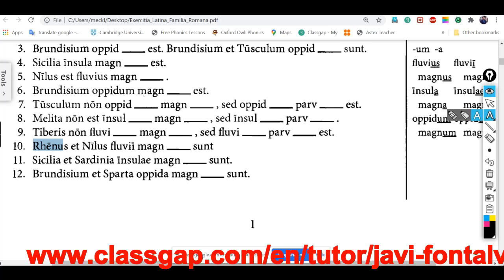Uf, otra vez ha ido. Vale, no me lo puedo creer.